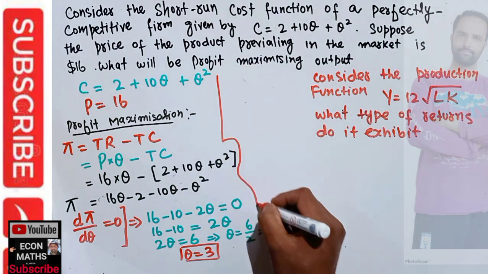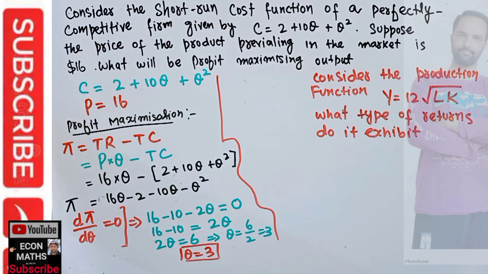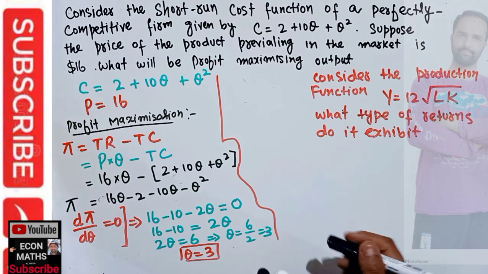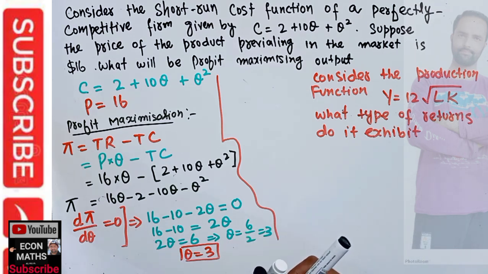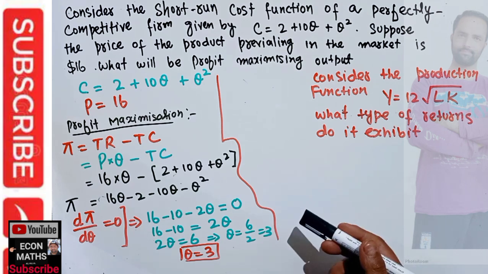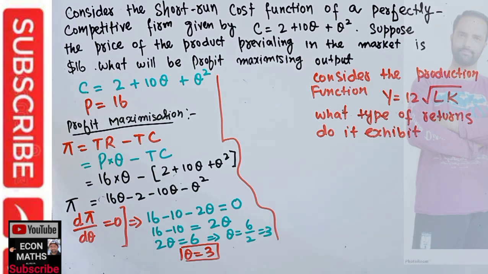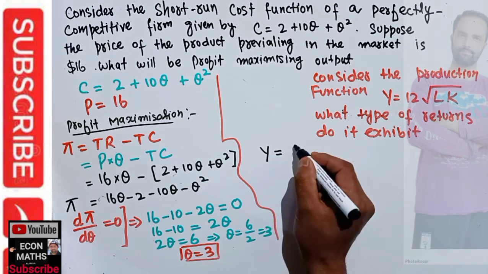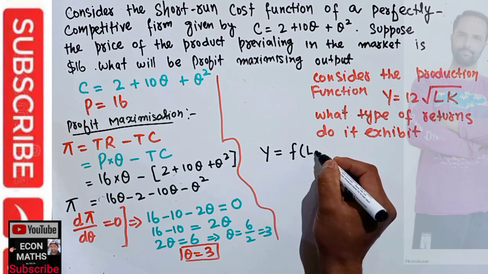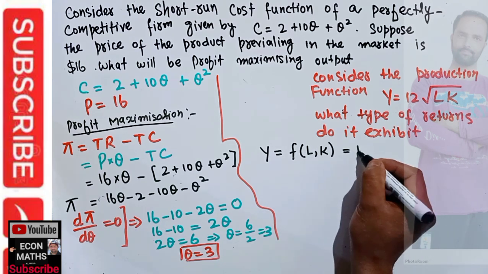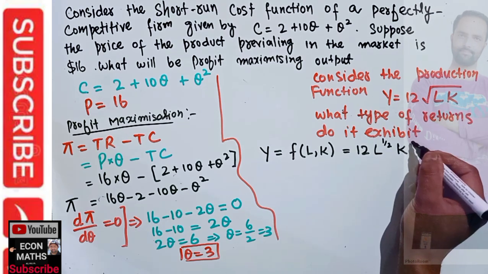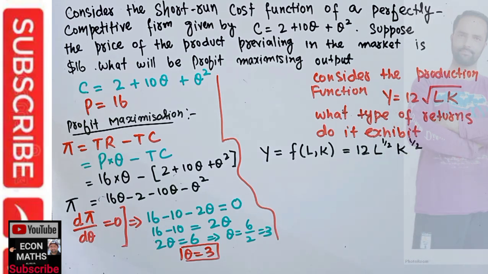Coming to the next question, we are given the production function as Y = 12√(LK). We need to find out what type of returns it exhibits, whether it exhibits constant returns to scale, increasing returns to scale, or decreasing returns to scale. So let's rewrite this function. I can write Y, that is output, as a function of labor and capital, equal to 12 L^(1/2) K^(1/2). This is basic manipulation, you know it very well.